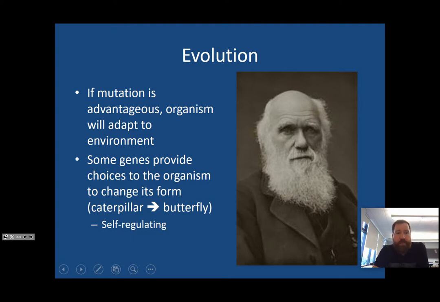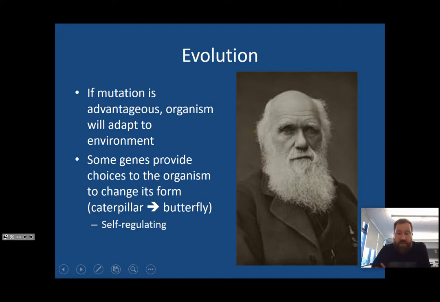Okay. A couple of things. Some genes provide choices to the organism to change its form. Not all caterpillars turn into butterflies. There has to be the right environmental and genetic components present to allow the caterpillar to transform into a butterfly. It is a self-regulating thing. If a caterpillar does not reach a certain level of, say, nutrition, for example, then it'll never become a butterfly. It'll just live its life as a caterpillar. Whereas if it hits those markers, those benchmarks that it needs to, then it can turn into a butterfly. So gene expression, again, plays a role in our evolution.